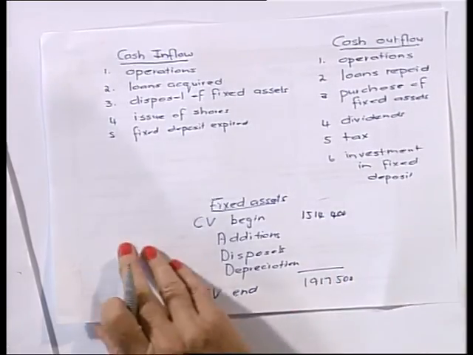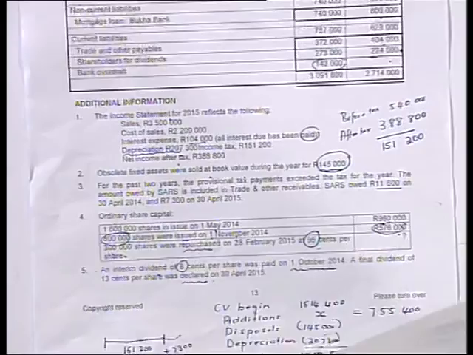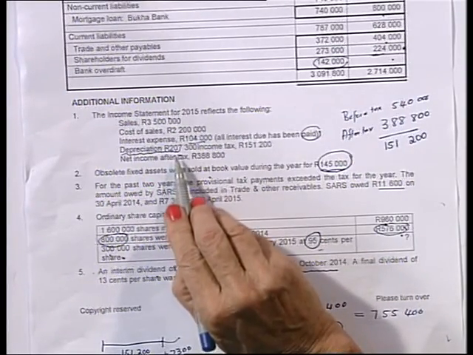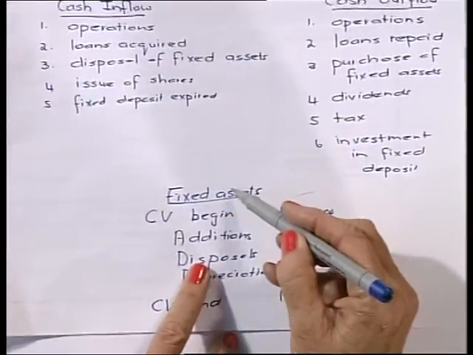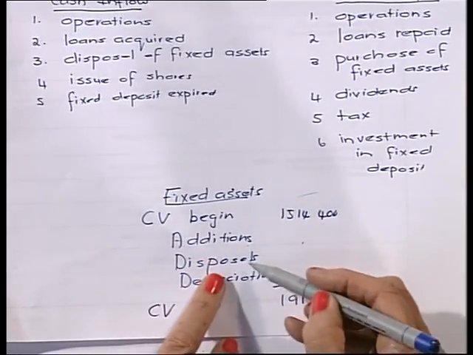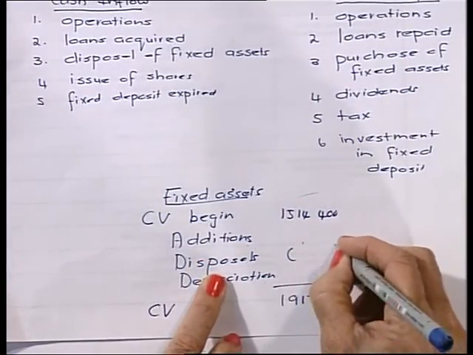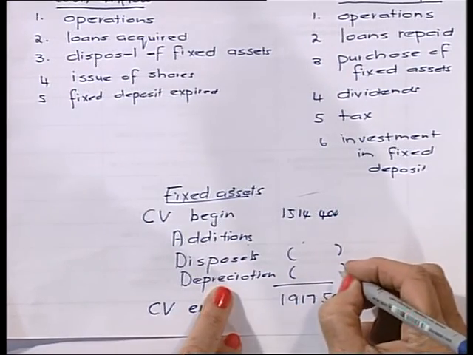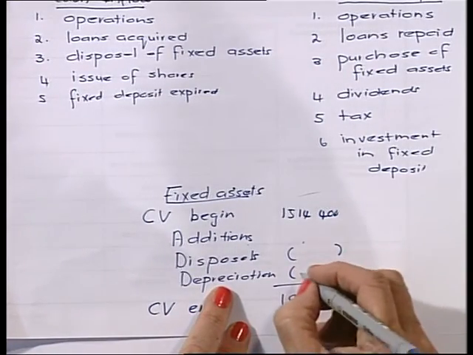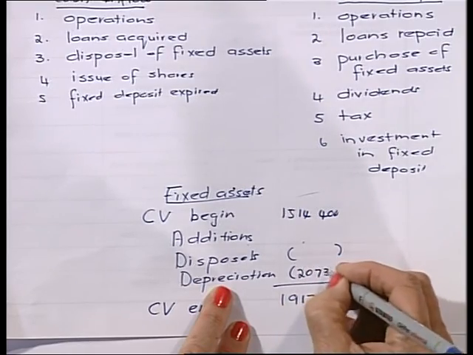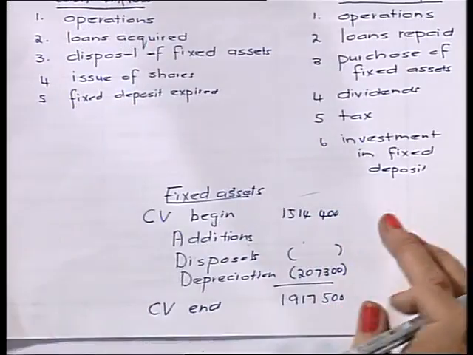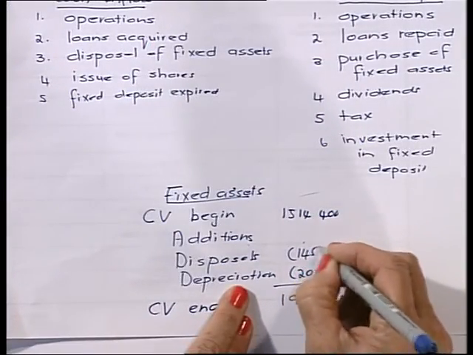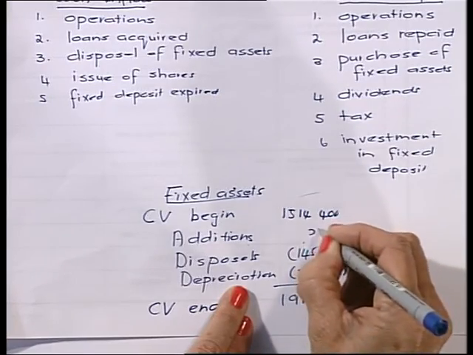1,917,500. Then we look at our additional information. In our income statement, they tell us our depreciation was 207,300. And you know, addition is going to increase your fixed assets, and disposal is going to decrease. Depreciation is going to decrease your fixed assets. And they tell you our depreciation was 207,300. Our disposal was 145,000. And the only amount still missing is our additions.